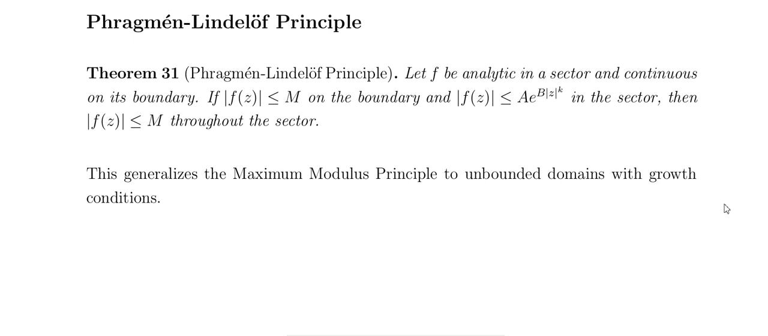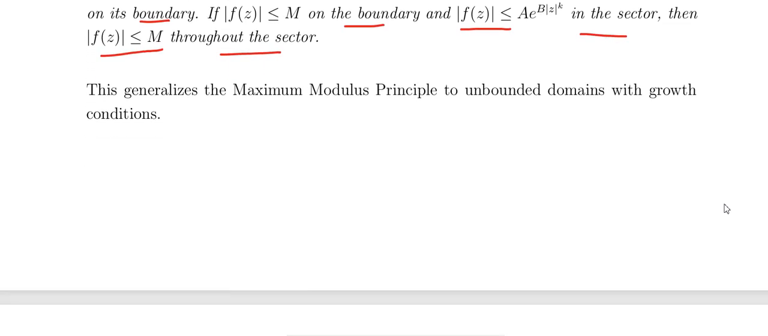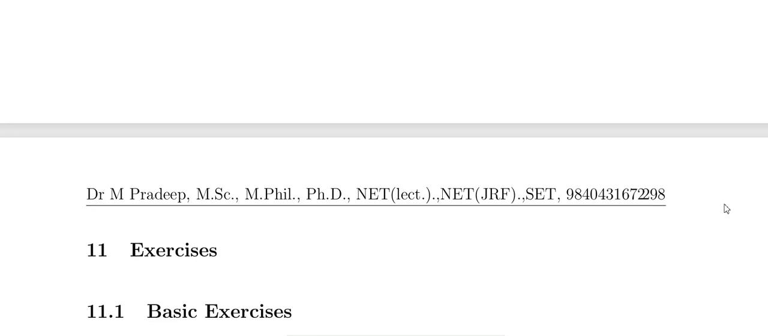The Phragmén-Lindelöf principle, that is, f is analytic in a sector and continuous on its boundary, and modulus of f of z is less than or equal to M on the boundary. So modulus of f of z is less than or equal to a e power b mod z power k in the sector. Then mod f of z is less than or equal to M throughout the sector. Let us leave it.